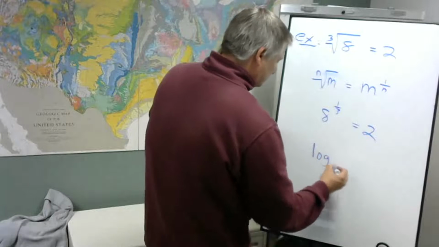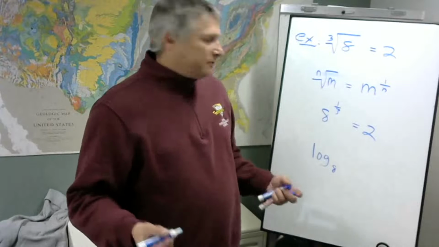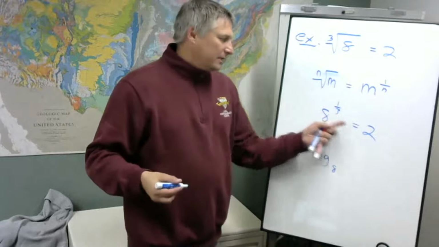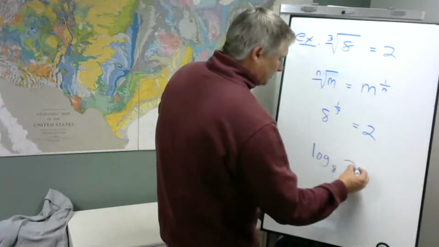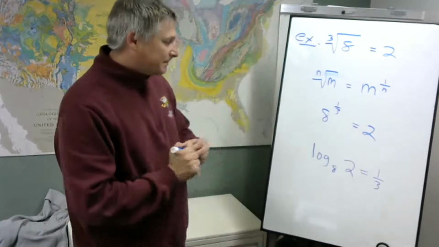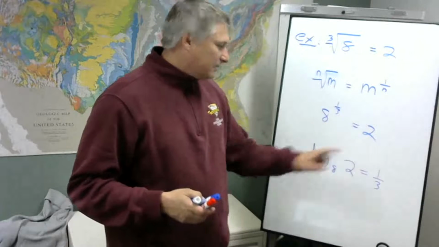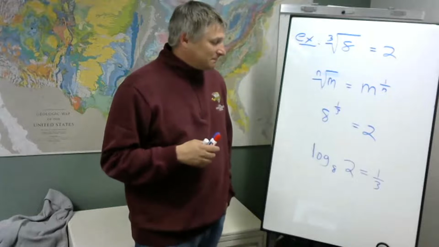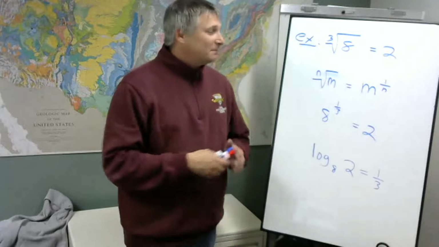And then the exponential function takes the exponent as the input and then gives a result as an output. For logarithm, we take the result as input and the exponent becomes the output. And you can check this. 8 to the 1/3 gives you 2. Or the cube root of 8 is 2. Or the logarithm base 8 of 2 is 1/3.